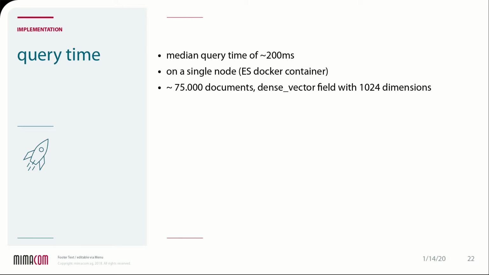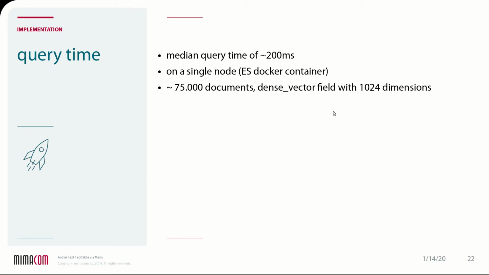It's good to mention that Elasticsearch was just running on a single node for the demo setup in a Docker container. And I indexed 75,000 documents, so 75,000 paintings are in my index. And for testing, I ran the query over all documents, so I didn't filter previously. And that's also for that vector field that stores 1024 dimensions.